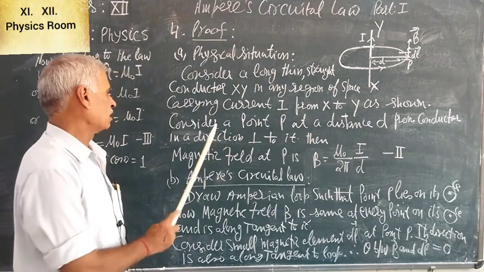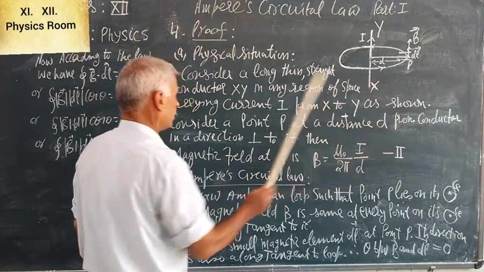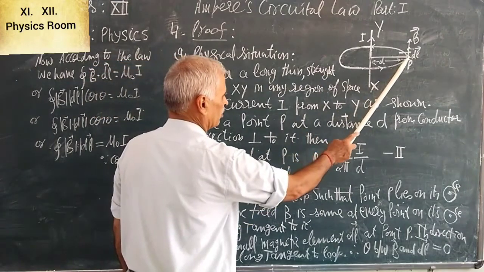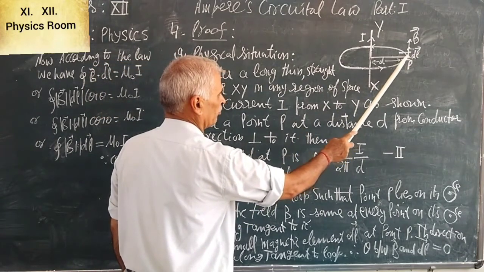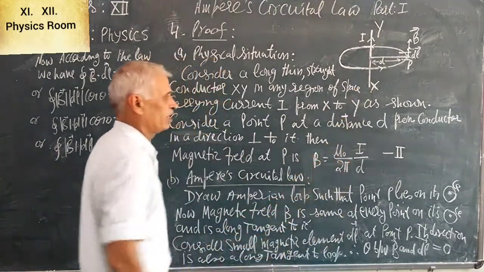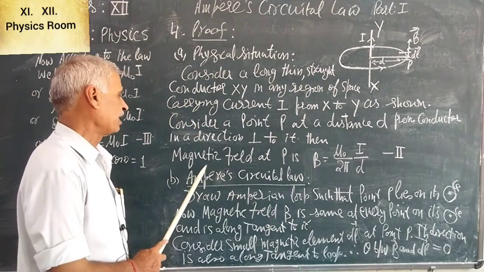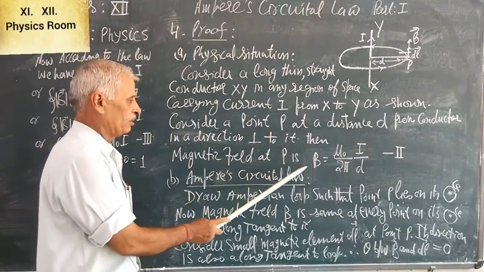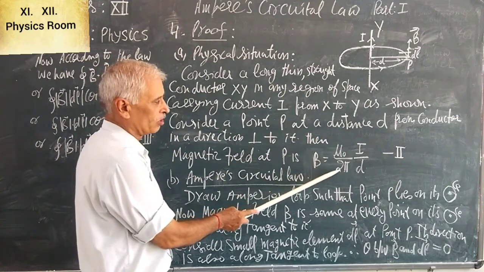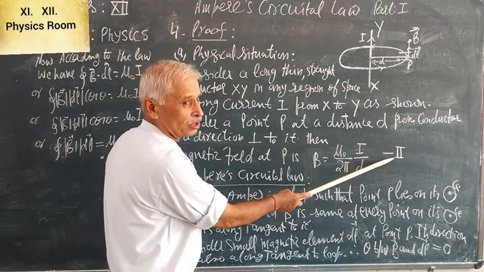Now consider a point P at a distance D from the conductor in a direction perpendicular to it. Here you consider a point P in a perpendicular direction at a distance D from it. Then in Biot-Savart law, we have learned that magnetic field at P is given by the expression B is equal to mu0 over 2 pi times I by D. Let us mark it as equation 2.